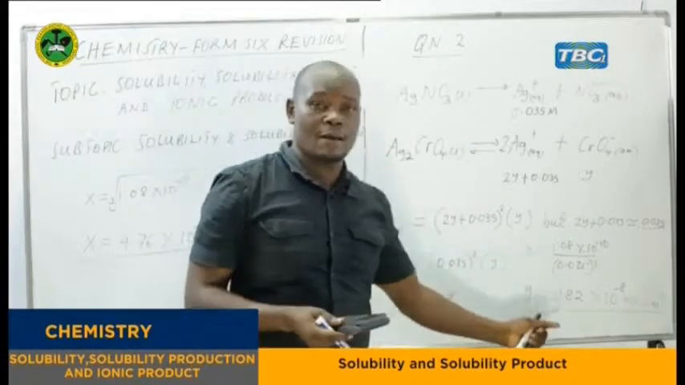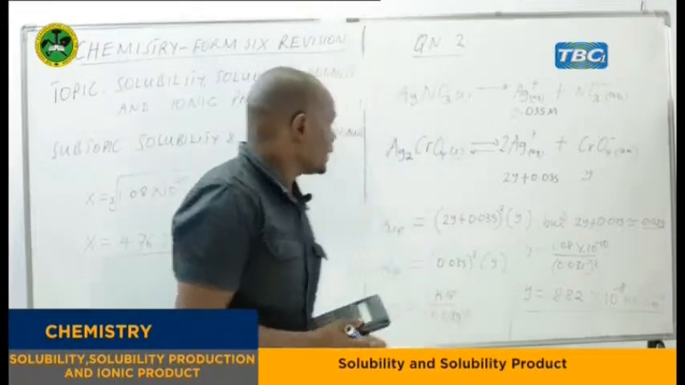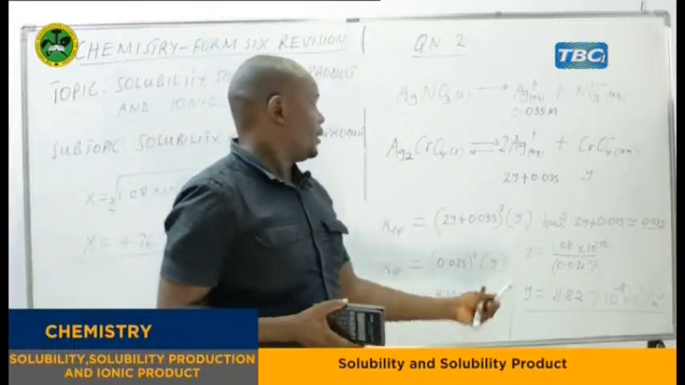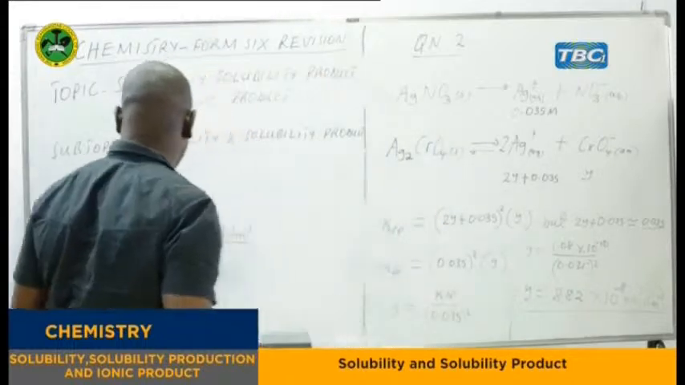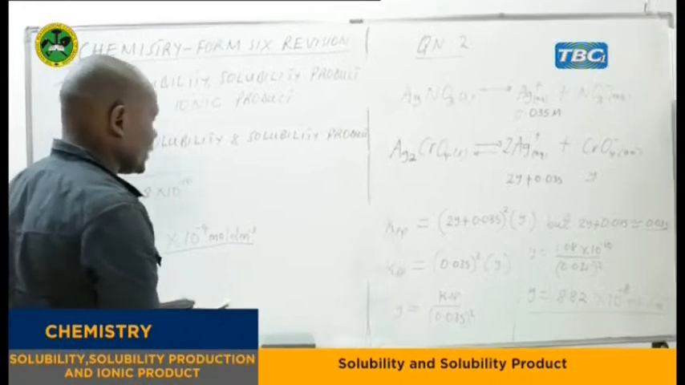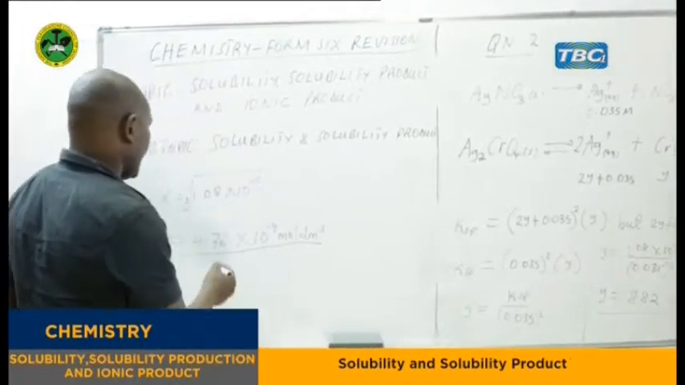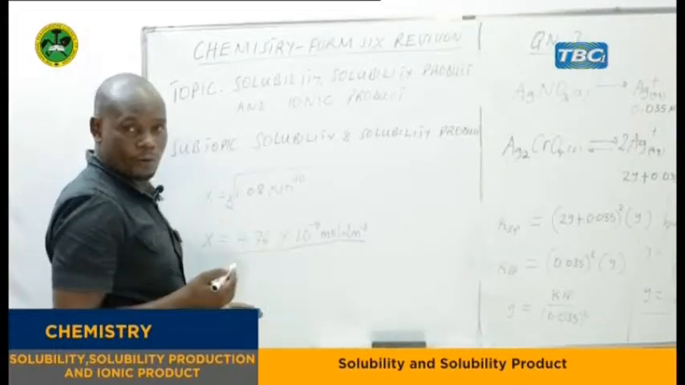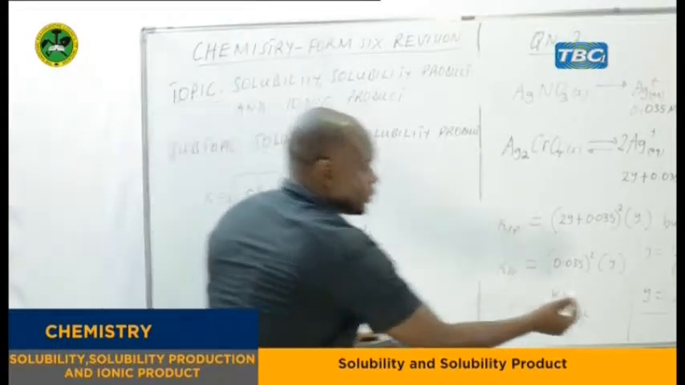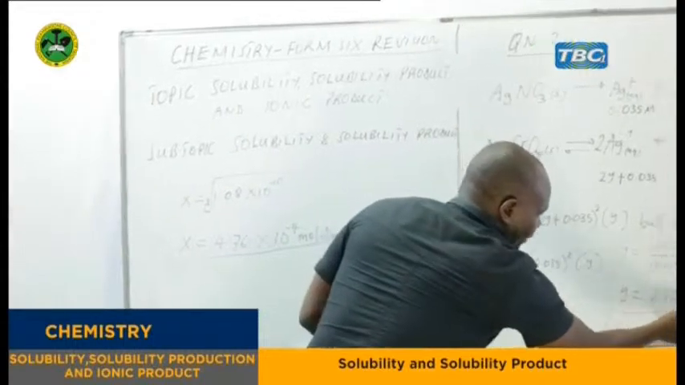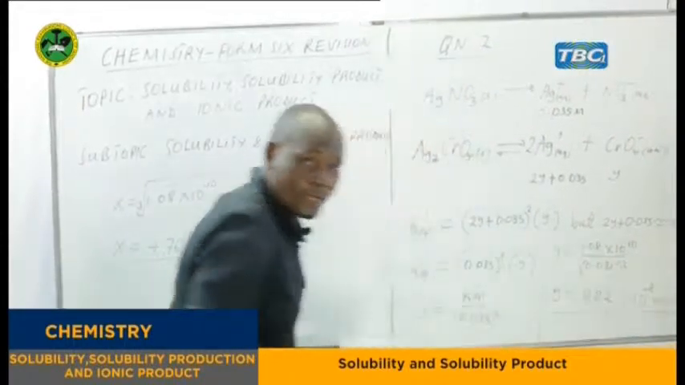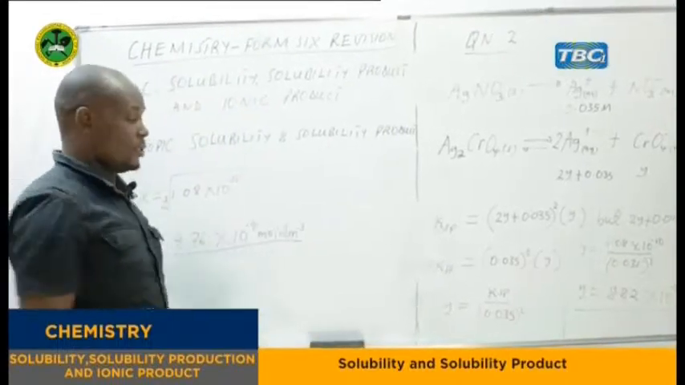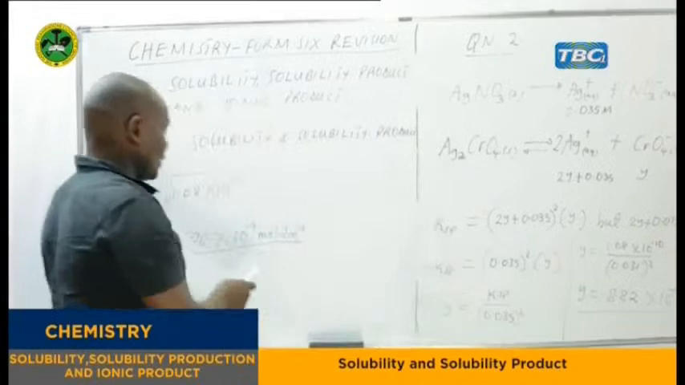So let us now compare the solubility of silver chromate in water and in silver nitrate. In water we have obtained 4.76 times 10 power negative 4 moles per decimeter cubed. But here we have got 80.82 times 10 power negative 8. So you can compare yourself, my dear students, which one is lower than the other. So this one is lower than this one.